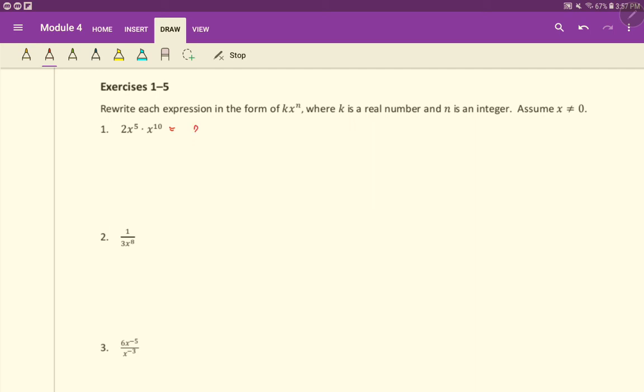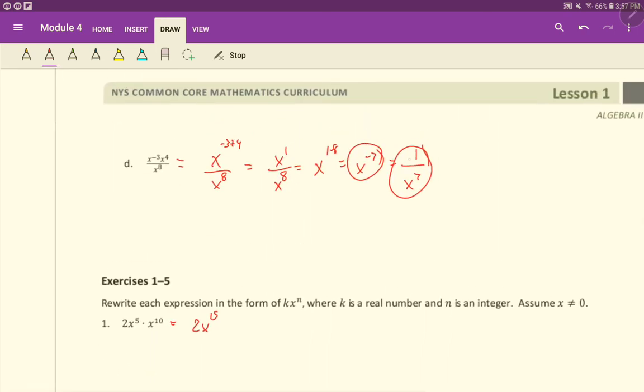So this one, we should get 2x to the 15th, because again, it's a power times a power, so you multiply the powers there, since you're multiplying the bases, add the exponents, so you get the 15 there. Okay, now for this one, there's not really anything we can do. They wanted it written as k times x to the n, which I guess I should have done here. So this is actually the right answer for that one.